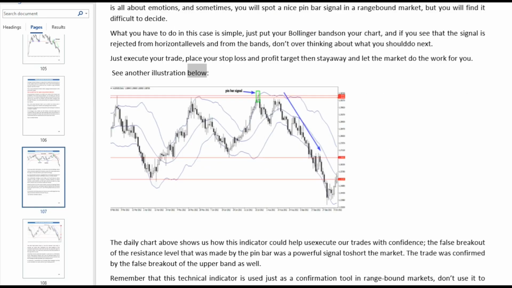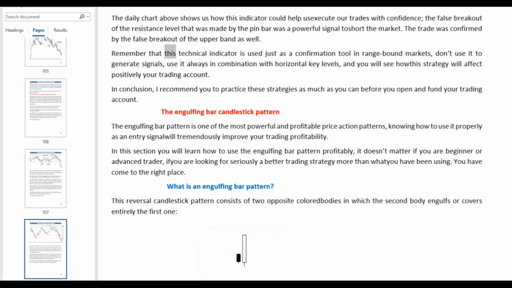The daily chart above shows us how this indicator could help us execute our trades with confidence. The false breakout of the resistance level that was made by the pin bar was a powerful signal to short the market. The trade was confirmed by the false breakout of the upper band as well. Remember that this technical indicator is used just as a confirmation tool in range-bound markets. Don't use it to generate signals. Use it always in combination with horizontal key levels, and you will see how this strategy will affect your trading account positively.